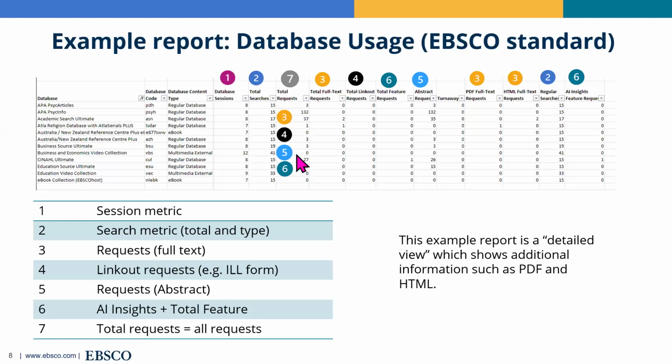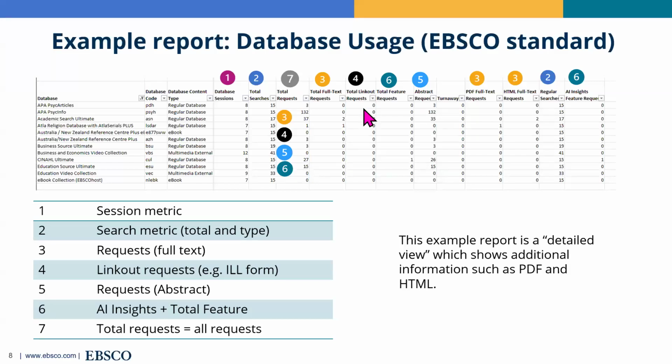And then I've got my requests, and this is our total requests. So this will include our full text requests, any link outs, the total features, which includes our AI insights at this point, and our abstract requests as well. Okay, and in this report, we can see my total full text. There is a breakdown in the detailed view to show me PDF versus HTML, and I can see I've got regular searches here. So that's just a little cheat sheet of some of those metrics that you'll find.